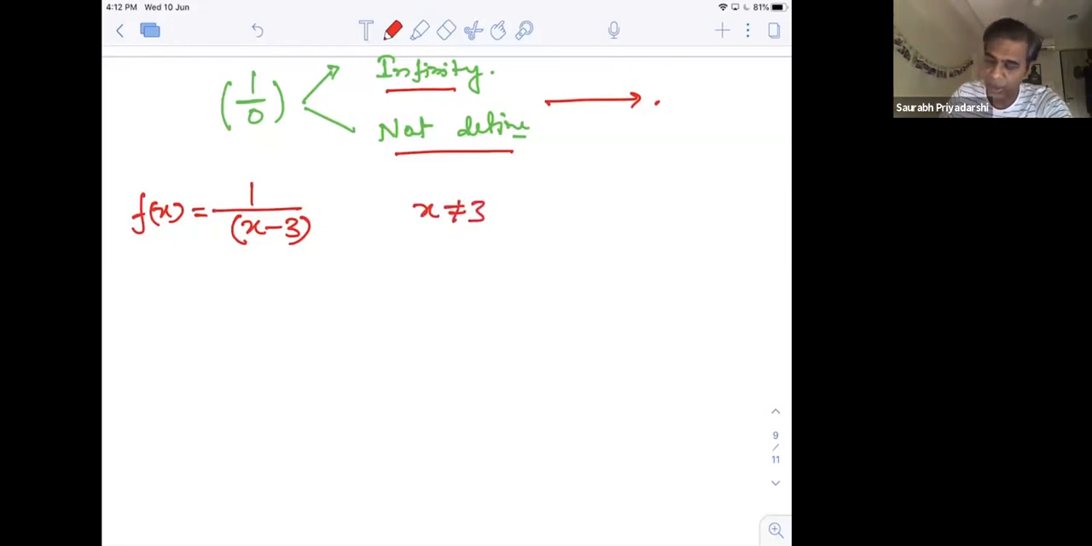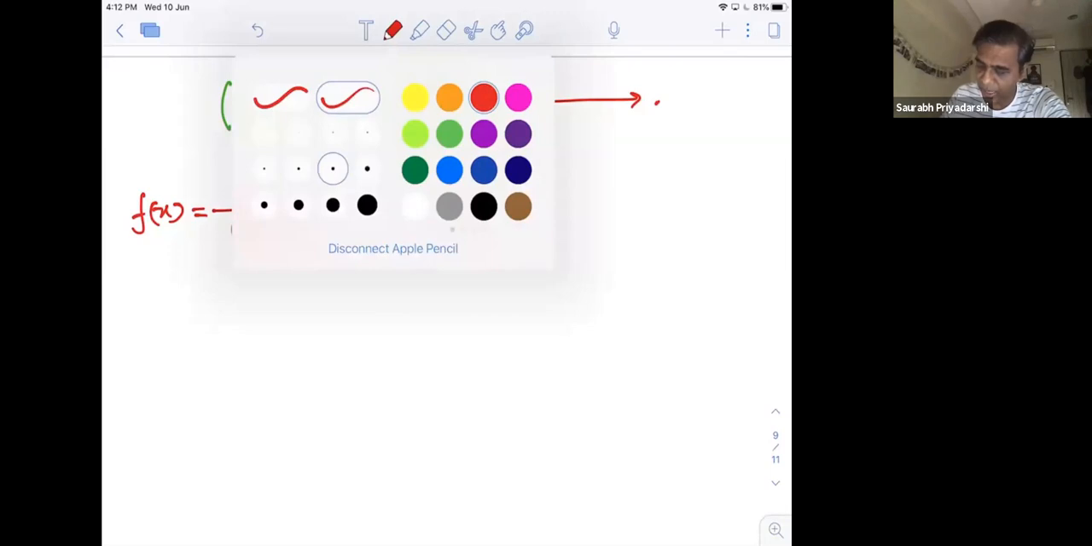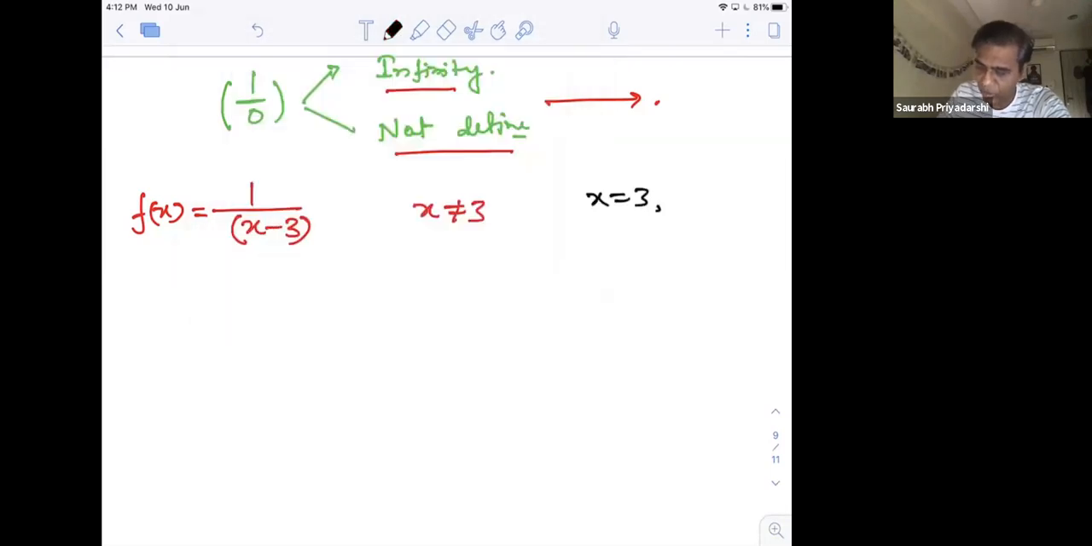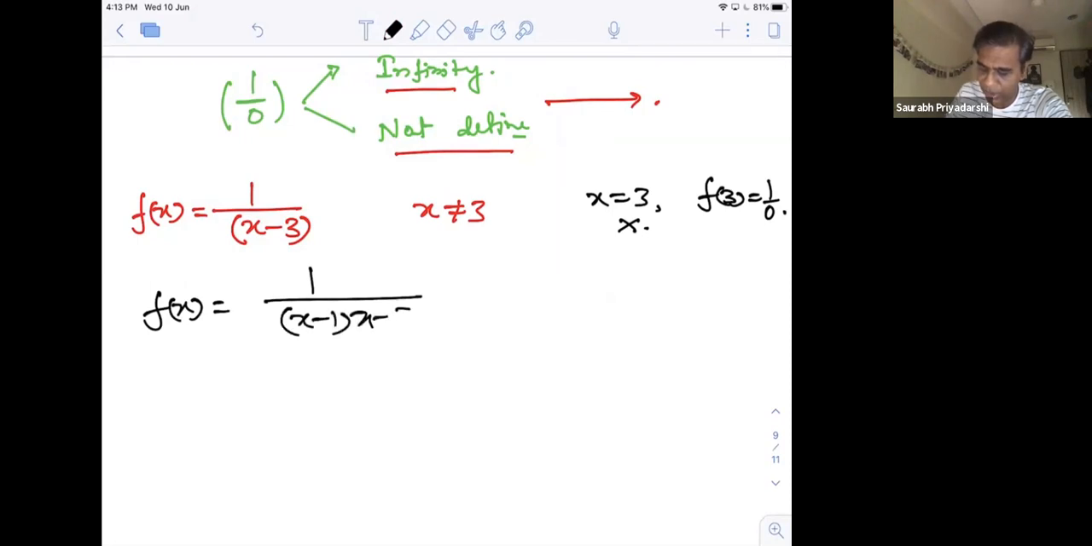If x is equal to 3, then f(3) will be 1 by 0. And we know that anything divided by 0 is not defined. So the domain will not contain the value 3. If I'm writing f(x) is equal to 1 upon (x minus 1) into (x minus 5), in this case I'll say x is not equal to 1 and 5. We can't take the value 1 as well as 5. This is called not defined.